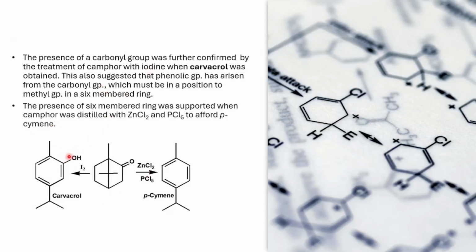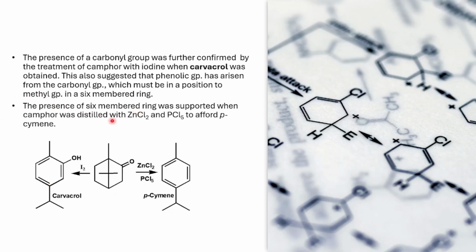The presence of the carbonyl group was further confirmed by the treatment of camphor with iodine, when carvacrol, the compound shown here, was obtained. This also suggests that the phenolic group has arisen from the carbonyl group, which must be in a position to the methyl group in a six-membered ring.